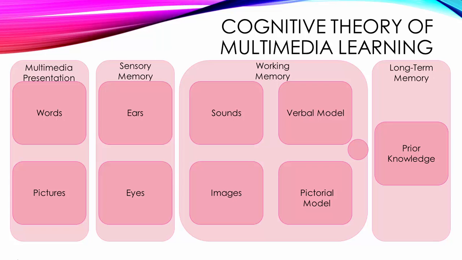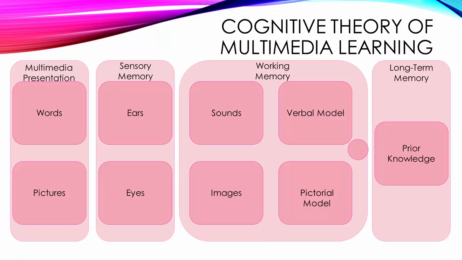So, what exactly is cognitive theory of multimedia learning anyway? According to learningtheories.com, a cognitive theory of multimedia learning is based on 3 main assumptions. First, there are 2 separate channels, auditory and visual, for processing information. Second, there is limited channel capacity. And third, learning is an active process of filtering, selecting, organizing, and integrating information.